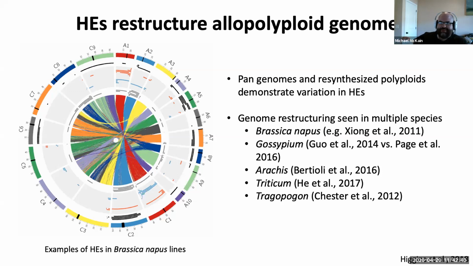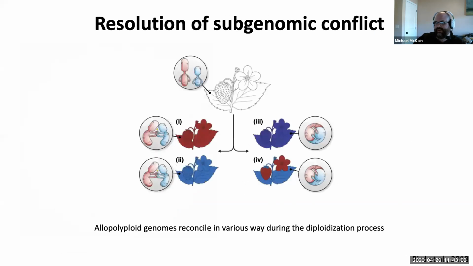So Brassica napus being one, Gossypium, so the cotton genome, Arachis, so this is peanut, which is a tetraploid, Triticum, so the wheat complex and all its really cool stuff, and then Tragopogon have all demonstrated something like this. Not to the extent that Brassica napus has been studied, but all have some type of genome restructuring. It seems to be suggested by homeologous exchange.